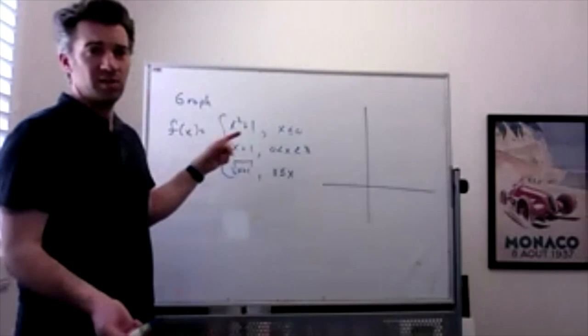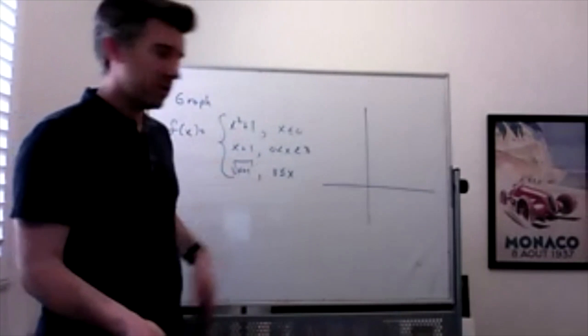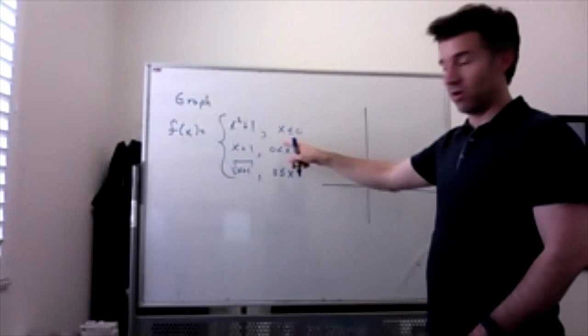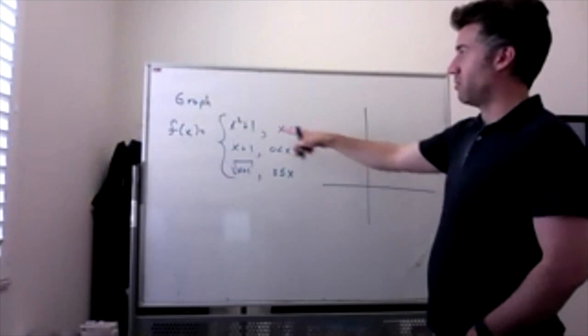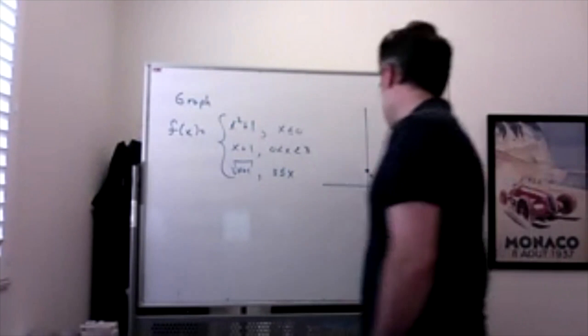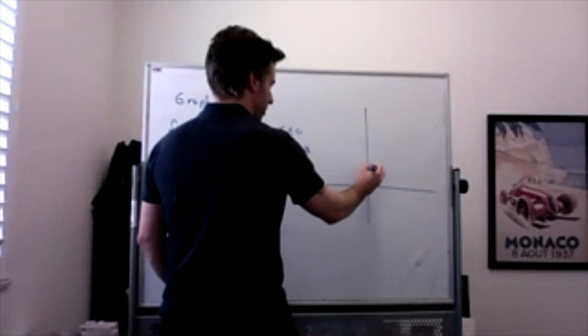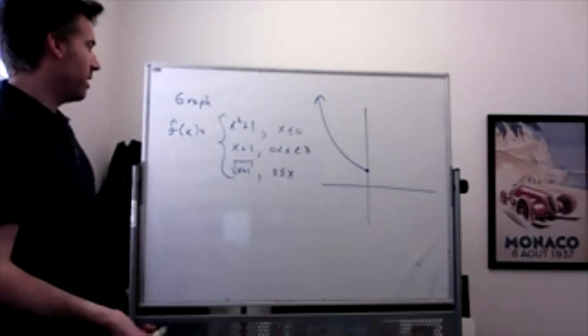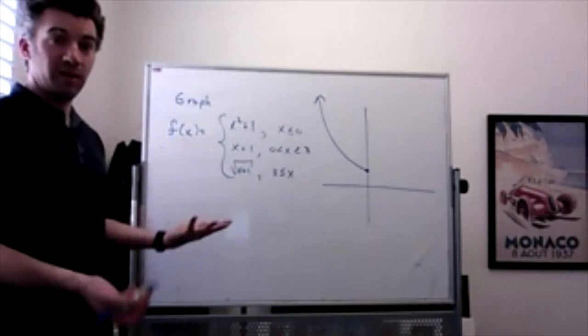So x squared plus 1 is just your usual parabola shifted up 1. And I want that where x is less than or equal to 0. So when x is 0, 0 squared plus 1 is 1. So I get that point there, and I get everything to the left, where x is less than or equal to 0.